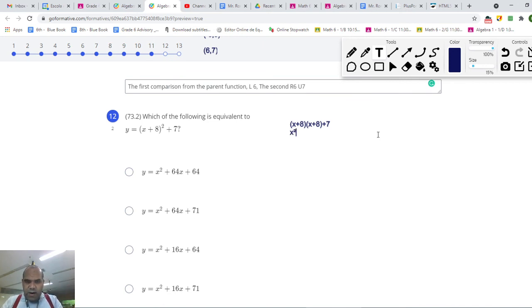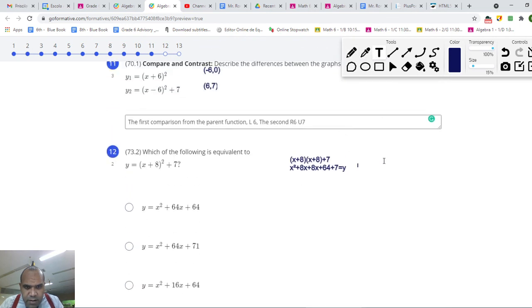x times x, x squared. 8 times x, 8x. 8 times x again, 8x, plus 8 times 8, 64, plus 7. Combining like terms, okay, x squared. Now it's working. x squared plus 16x. 64 plus 7, it will be 71, plus 71.